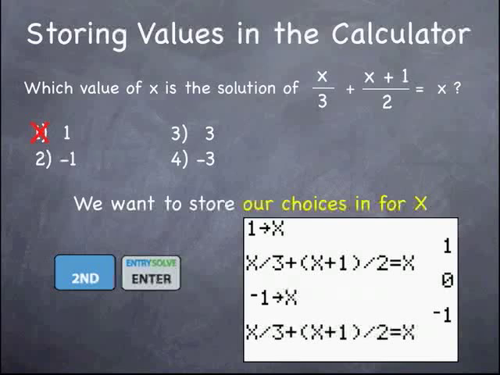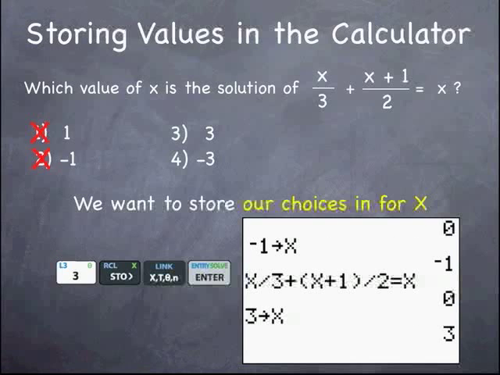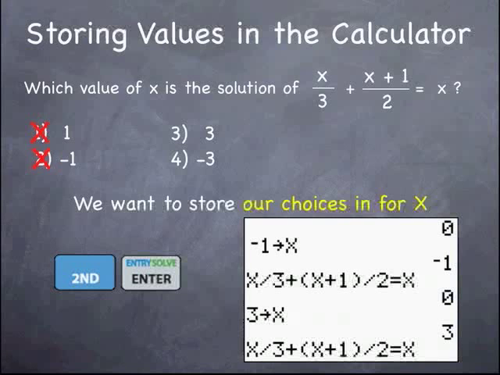Once we have our equation typed once again, now our calculator is going to put in negative 1 every place it sees x. If I hit enter, my calculator again gives me 0, which means by plugging in negative 1 for x, my equation is still false. So choice 2 is not the correct answer. Let's try choice 3. Again, I want to store 3 in for x this time. And when I store 3 in for x, I go back to second enter. I'll need to hit second enter to get my equation to appear again.